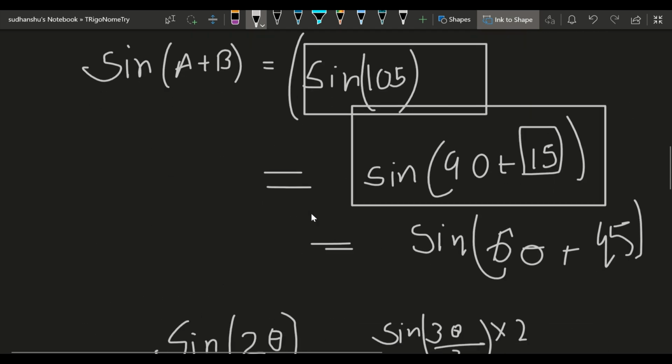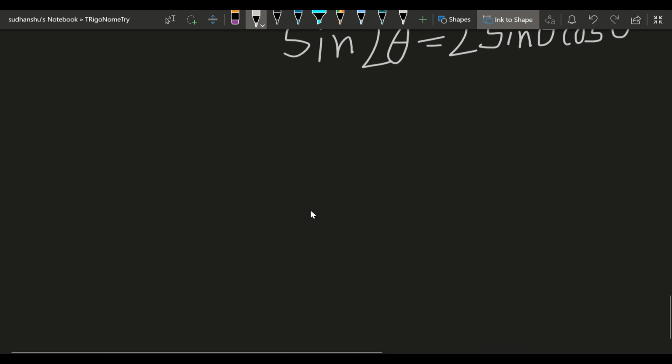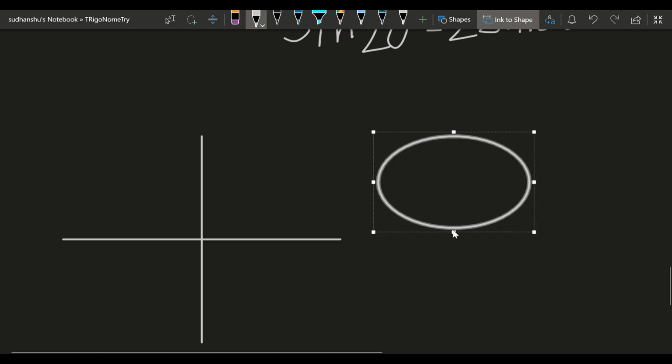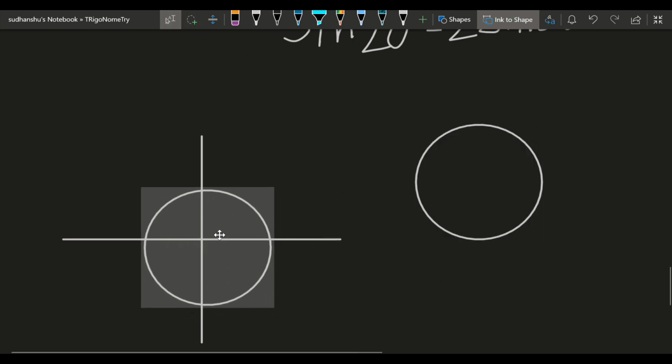Okay, now getting this out of the way, I want to just discuss one more application. The other application of this is the polar coordinate system, which I explained to you. Let me just draw an axis here first. So if I draw a circle here, I'm sorry, let me draw it again. If I draw a circle here, and let's put this circle here, right?